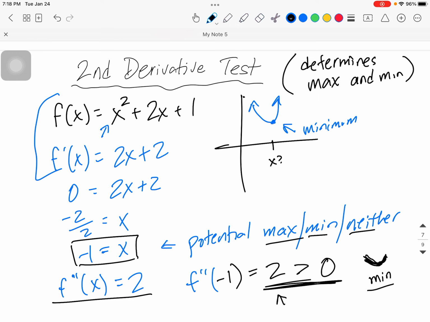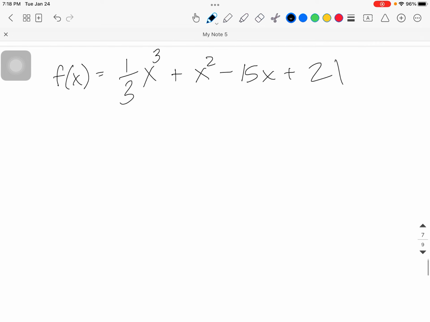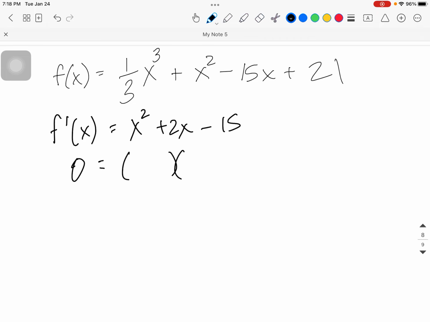Let's do it with one that's a little less familiar. So let me see if I can scroll. Oh, it's kind of fun. All right, here's a cubic function. Here we go. Let's just bust out some quick derivatives. So f prime of x is going to be x squared plus 2x minus 15. And if we set the derivative equal to 0, what adds to 2 multiplies to 15? So we got something like this. We get the critical points of -5 and 3.